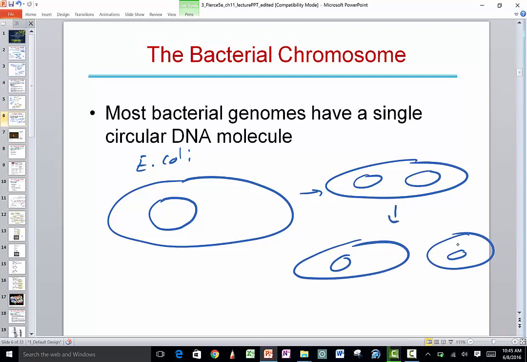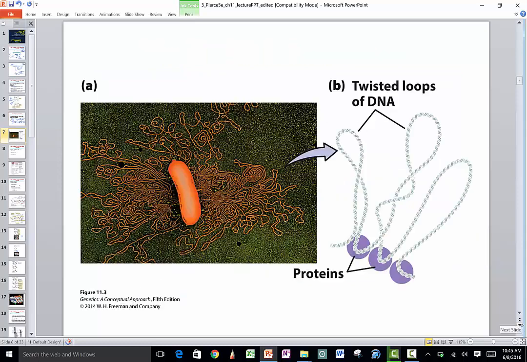This is what a bacterial chromosome looks like. This chromosome is about 1 million base pairs. So it's 1,000 times smaller than a human genome. And it has to get packaged into the bacterium. But it's not as complicated as it is in a human cell. So there is some packaging that has to be done.